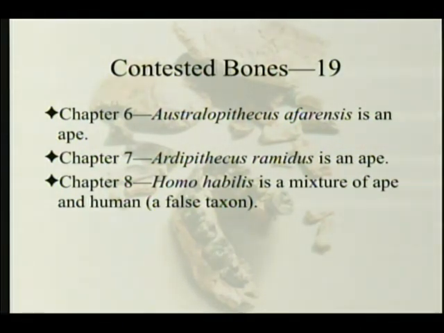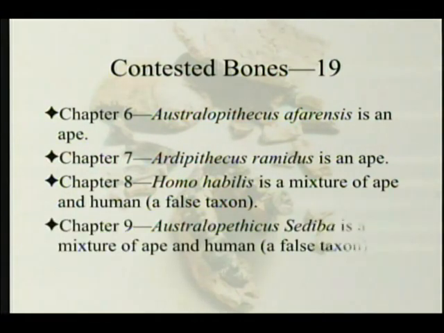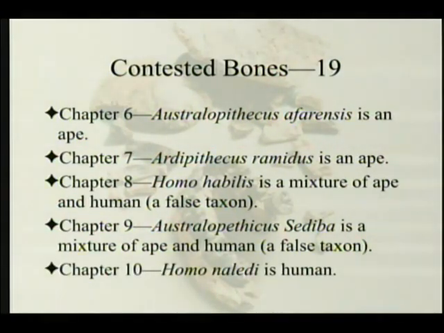Chapter 8, Homo habilis is not actually a creature at all. It's a mixture of two creatures, one ape and one human, or what they would call a false taxon. The same is true for Australopithecus sediba in chapter 9. And in chapter 10, they argue that Homo naledi is human. Of interest, there is a recent article from a creationist that argues that Homo naledi is an ape, and it would be interesting to compare sometime the differences in how they're looking at things.